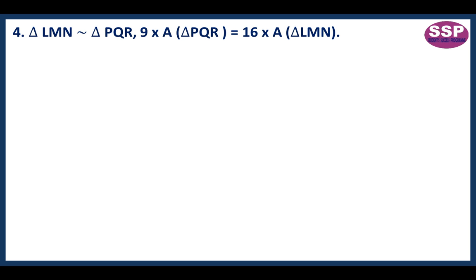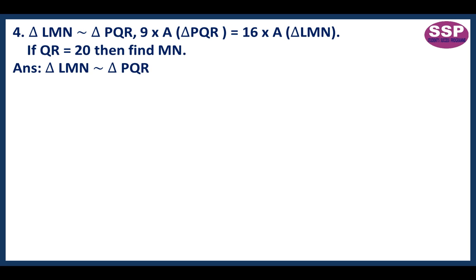Next problem. Triangle LMN is similar to triangle PQR. 9 times area of triangle PQR is equal to 16 times area of triangle LMN. If QR equal to 20, then find MN. Solution. Triangle LMN is similar to triangle PQR.